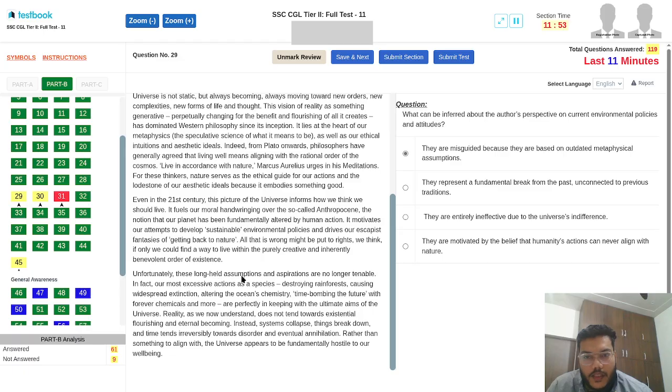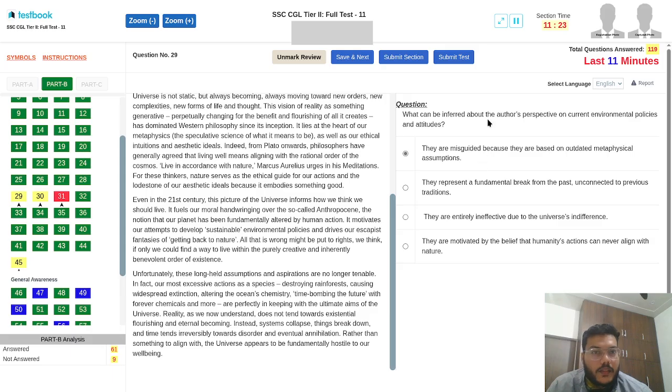Unfortunately, those long-held assumptions and spirits are no longer tenable. In fact, our most aggressive actions as a species, destroying forests, causing extinction, altering oceans, chemistry, time, in the future, in keeping with the ultimate aims of the universe. Reality, as in our generation, does not tend towards existential flourishing, it tends instead towards system collapse and things break down and time lands irreversibly towards disorder. Alignment the universe appears to be fundamentally hostile.